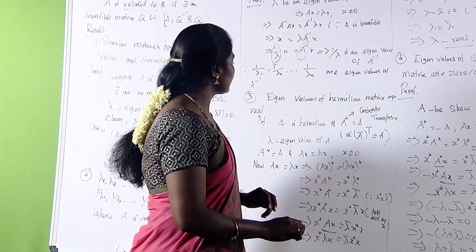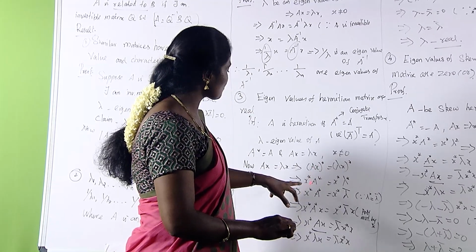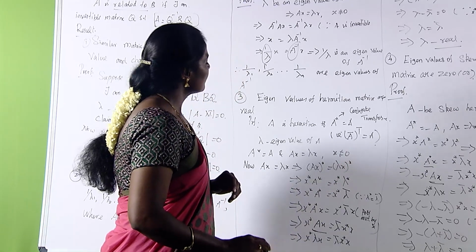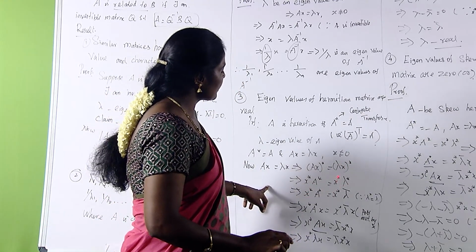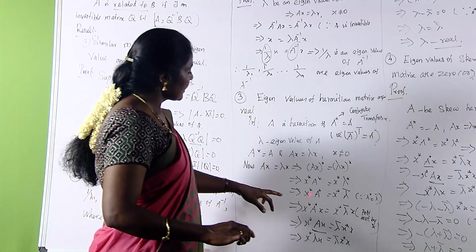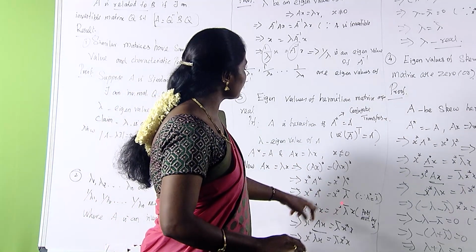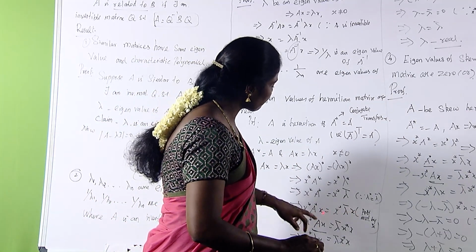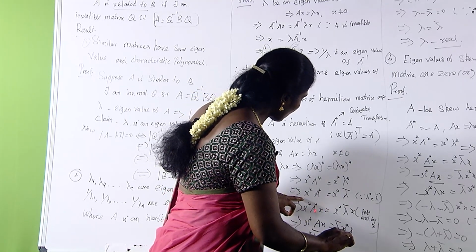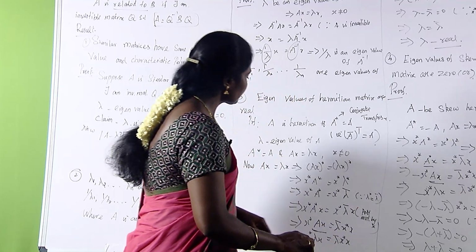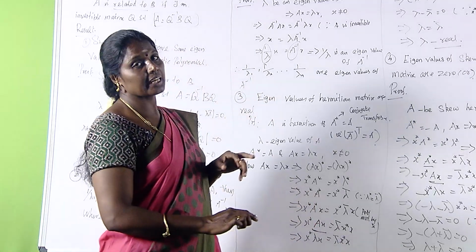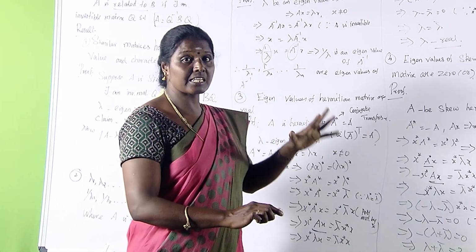As per the definition of conjugate transpose, this can be written as x star A star equals x star lambda star. Now, lambda star equals lambda bar, so x star A star equals x star lambda bar. Now I post multiply by x, so x star A star x equals x star lambda bar x. Now, instead of A star, we can supply A, because A is a Hermitian matrix, which means A star equals A.